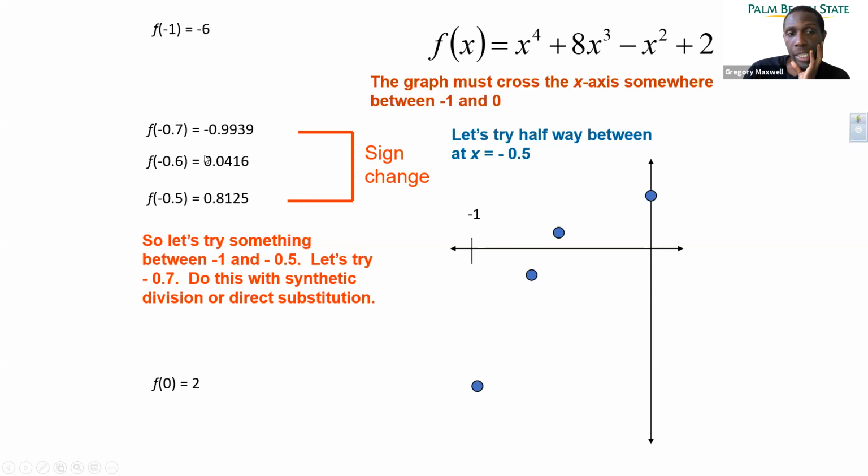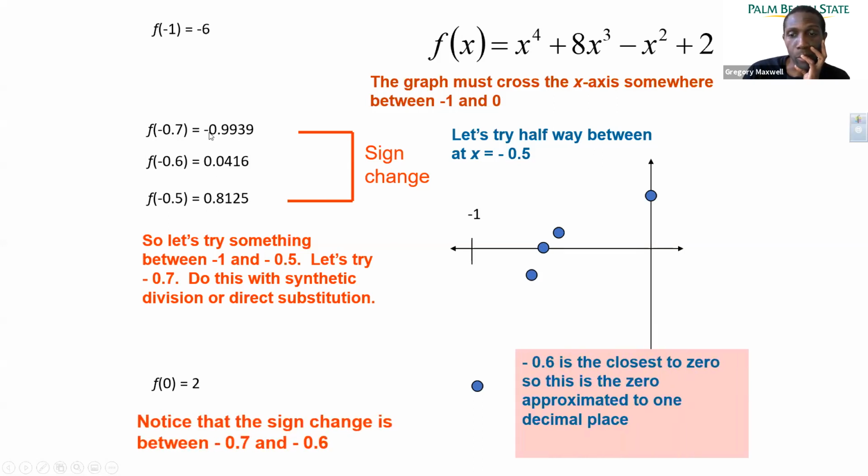Where does the sign change? Does it change between -0.7 and -0.6 or between -0.6 and -0.5? When you plug in -0.6, you get a positive. When you plug in -0.5, you get a positive. So there's no sign change between those two, but there's a sign change between -0.7 and -0.6, which means the graph crosses between -0.7 and -0.6. So I try a number between -0.6 and -0.7. And so I just keep doing that over and over until I get an answer.